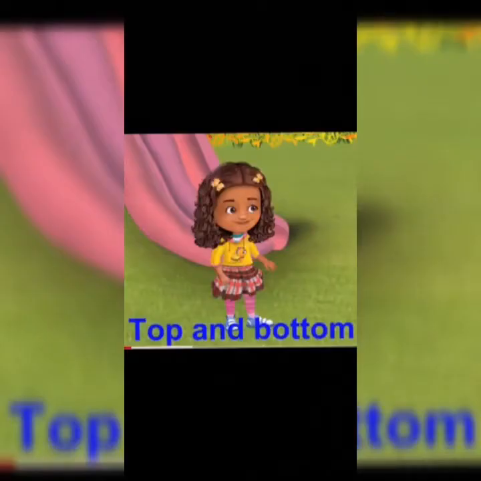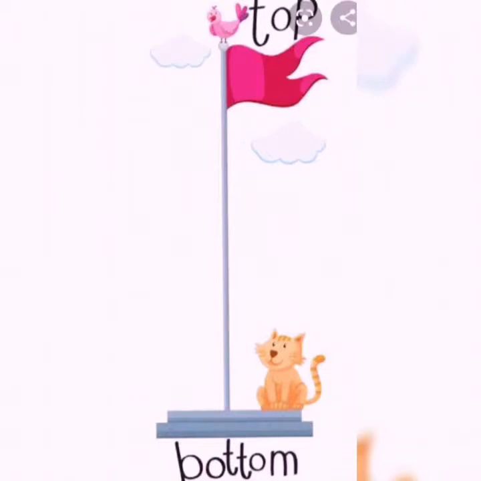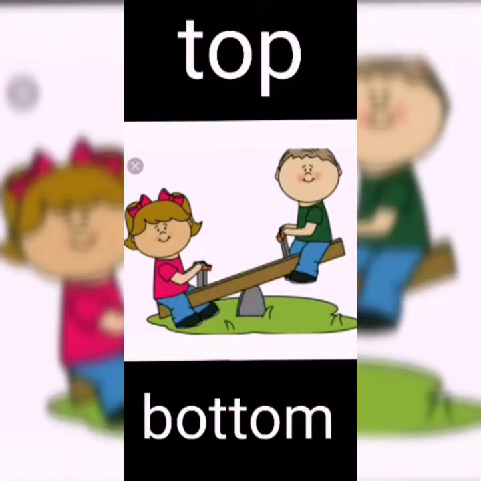My dear students, we have some images. So, with the help of these images, we differentiate our topic, top and bottom. In this image, a sparrow is at the top of the flag and the cat is in the bottom position. Okay, move to our next image.